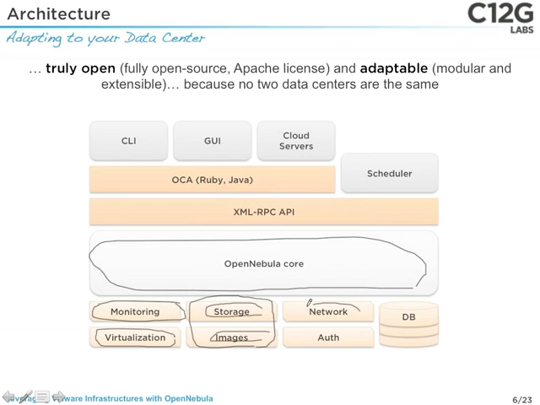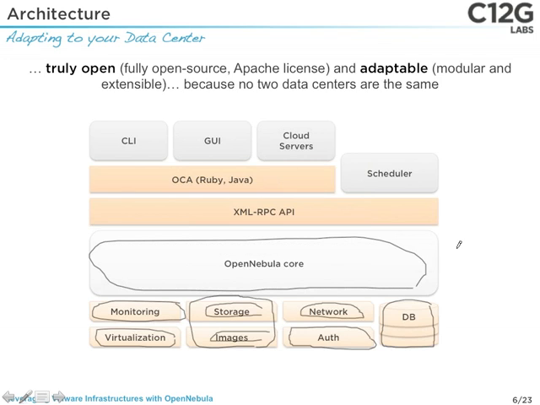So drivers for networking, to take care of the physical networking and enabling the virtual networking, and also drivers for authorization, which basically provide different mechanisms to authenticate and authorize the users. Okay, and it's also worth mentioning the database, which provides persistency to the OpenNebula daemon.